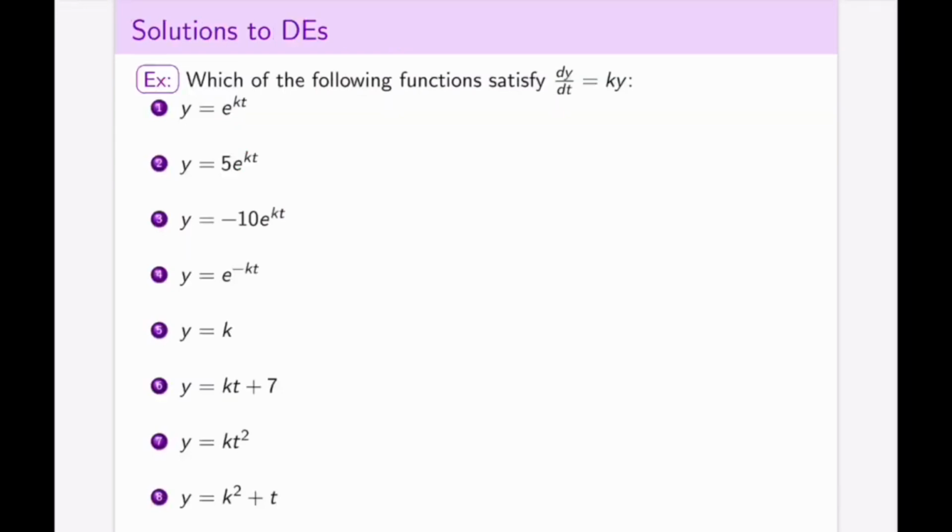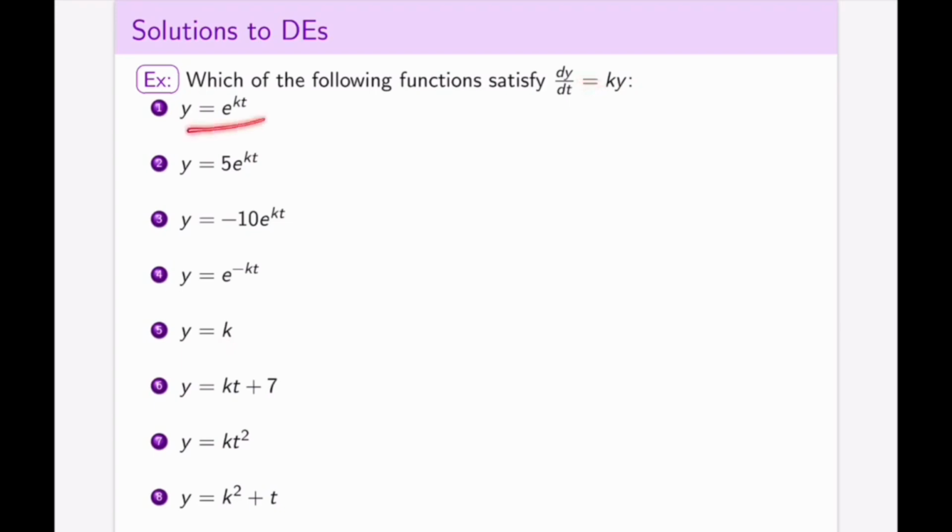Now, solutions are usually something that's fairly special. So on the last slide, we saw one function and one of its solutions. Let's take a look at this general equation, dy by dt equals ky, and let's test which of these functions are the solutions to this and which ones are not. In other words, which of these functions satisfy this equation? Which of them make it actually equal?